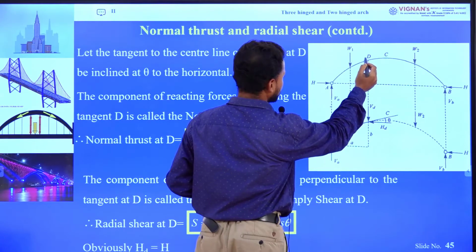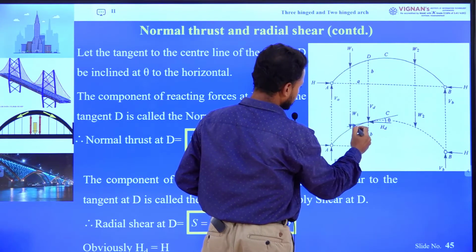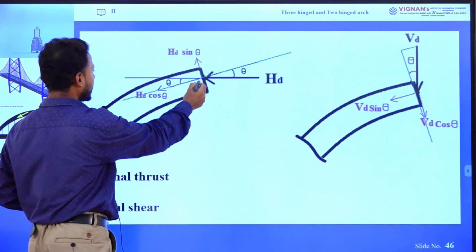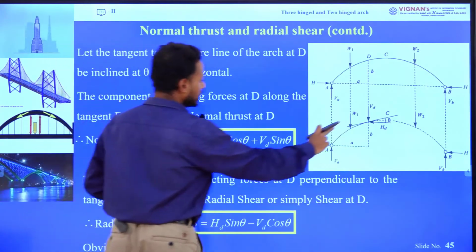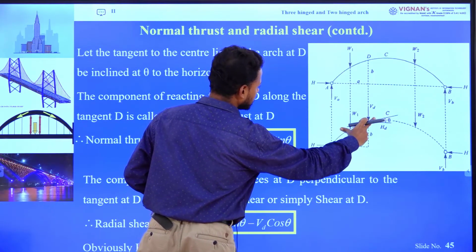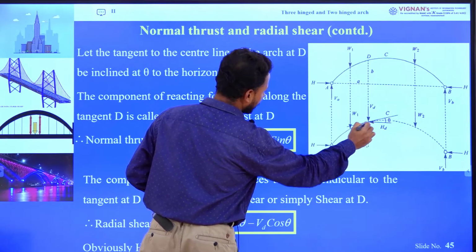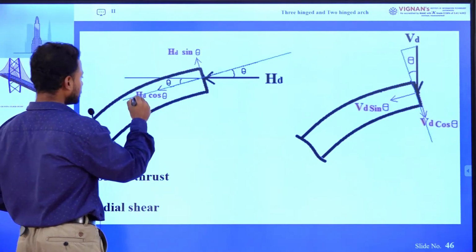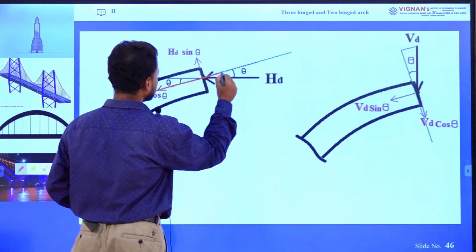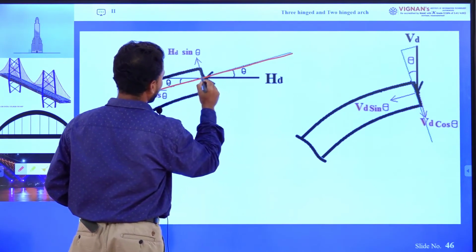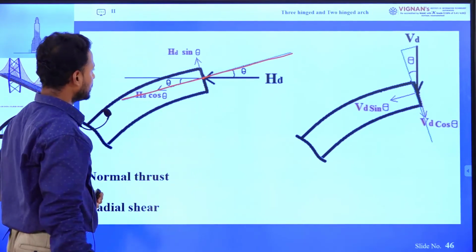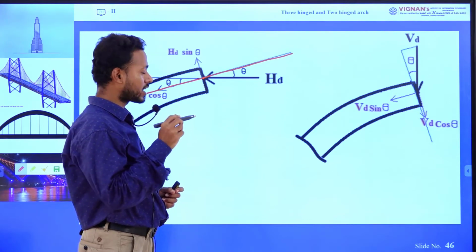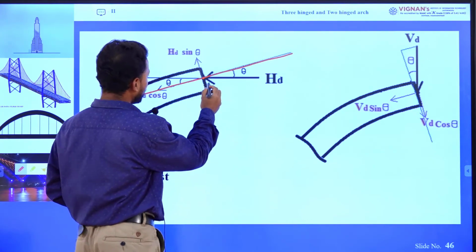Now at this D point I will draw a tangent. This is the tangent at D point. If I draw the tangent at D point, I have drawn this part and the tangent, and the forces acting at this D point I have drawn here. This is the tangent at D point. HD is the horizontal thrust, acting horizontally, so I have drawn this force.